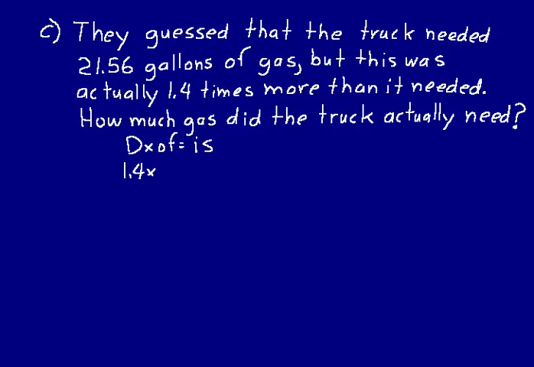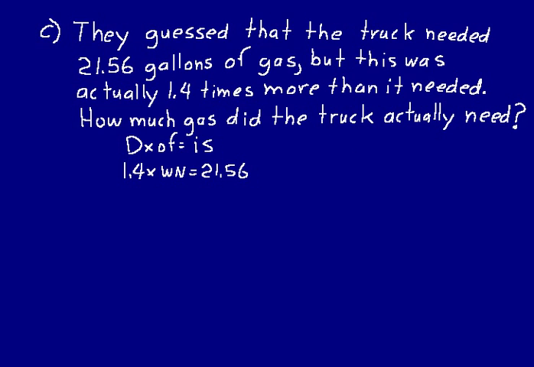So our decimal is 1.4 because we're saying 1.4 times something equals is, or equals a total. Now they guessed too much gas. So 1.4 times what? That's how much we're trying to figure out. How much did they actually need? 1.4 times what number is 21.56? Because the guess was too high.